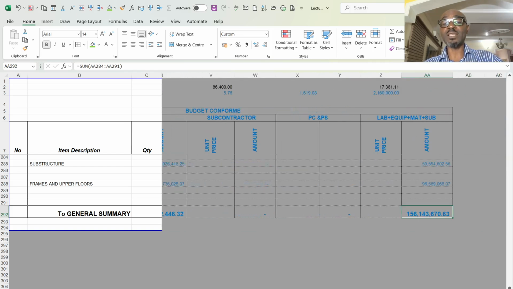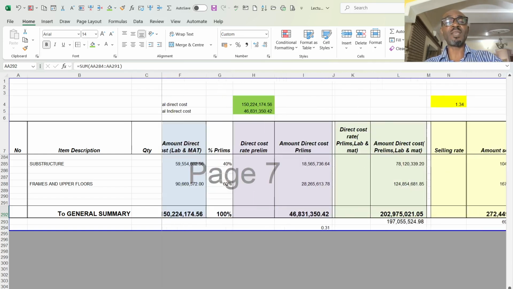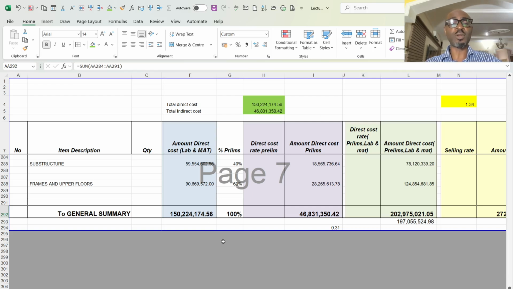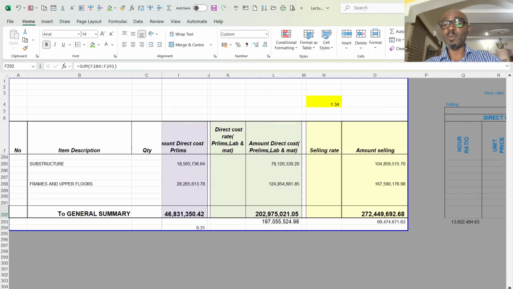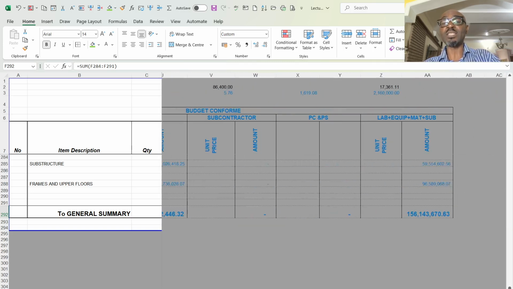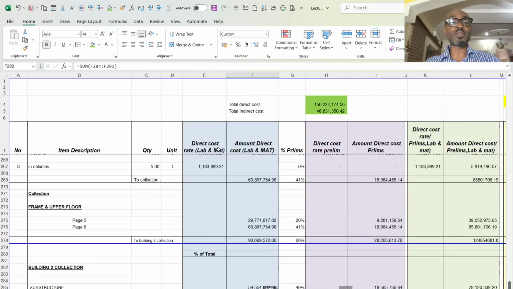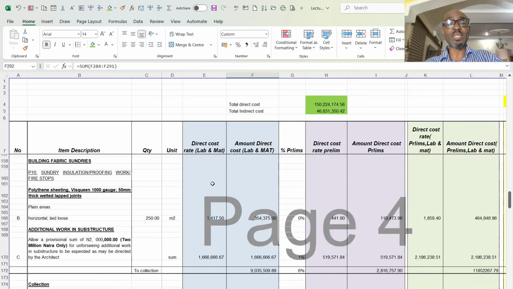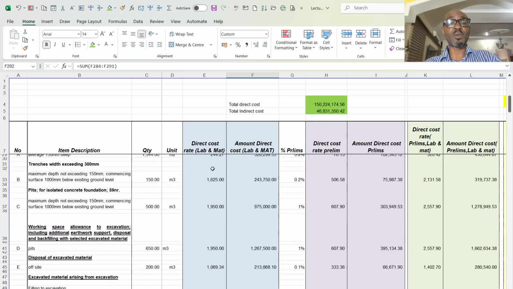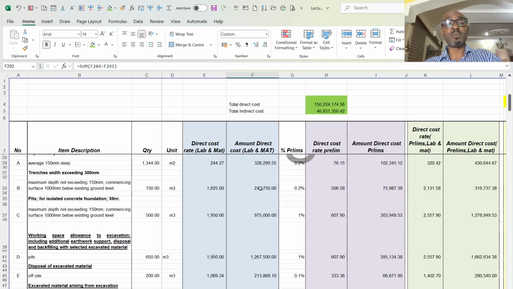What I'm supposed to have is 156, but I have 150, meaning something is wrong. Because where I lifted this link, I linked it from here. So this figure is supposed to tally with this amount, because it is this unit rate that I brought forward here to multiply.